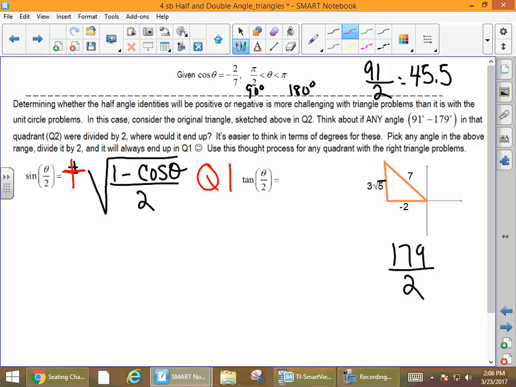So now that we've got that, like I said, now that we know it's quadrant 1 and sine is positive in quadrant 1, we can fill in the rest of this. So now we've got the square root of 1 minus, well, cosine of theta is given to us. It's at the top of your page. I just screenshotted it into this page here. But this is going to be 1 minus negative 2/7 divided by 2.